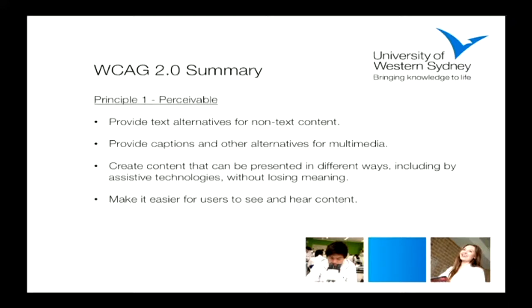Summaries of tables, things that are not actually in text, things that a screen reader can't read, need to have some form of text there that a screen reader can read for people who are visually impaired and using a screen reader. Making it easier for users to see and hear content gets right down to things like text color and contrast. Is the background color too similar to the text color? That sort of thing.